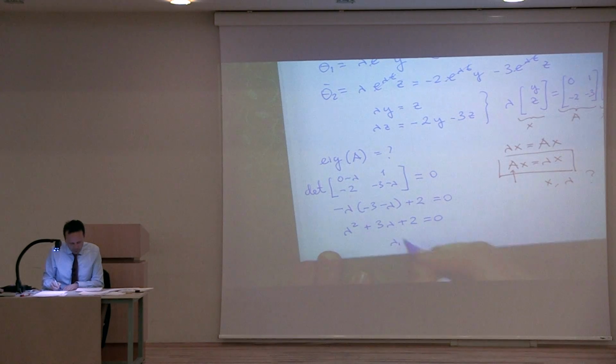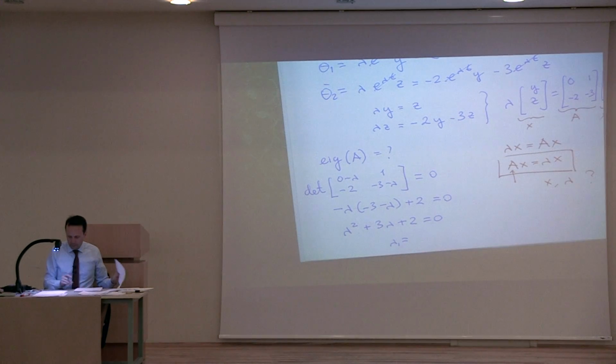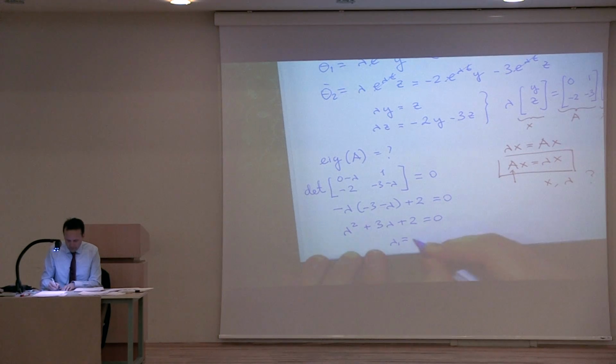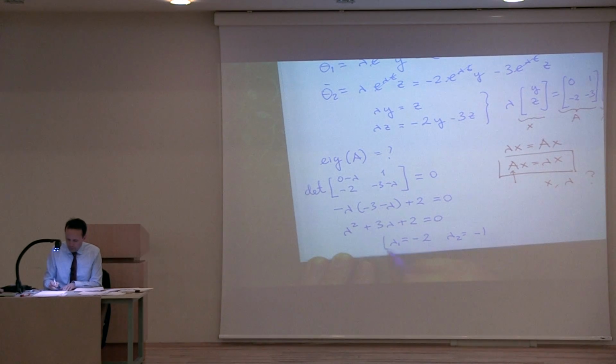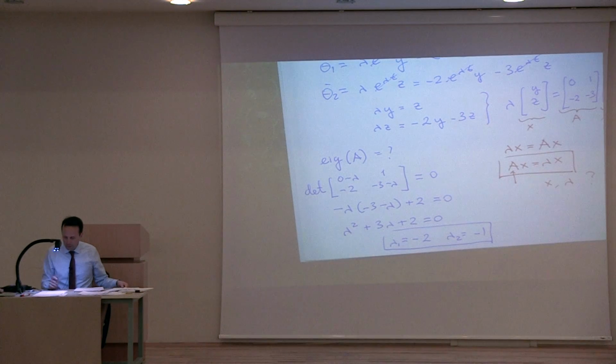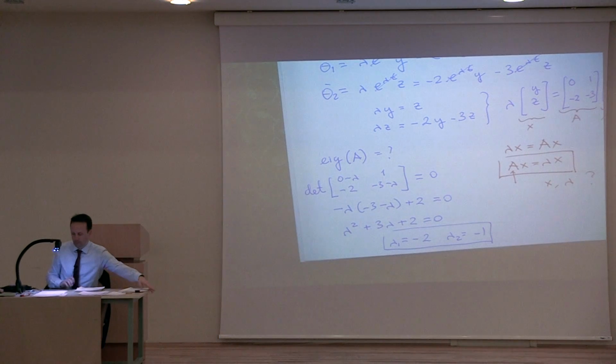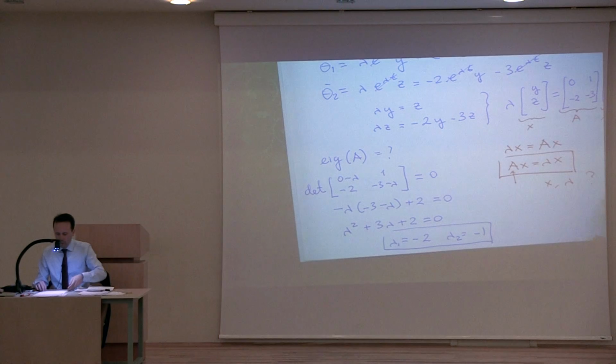So lambda 1 will be equal to, what is it? Minus 2 and minus 1. So, two solutions. I didn't even find one solution before, but I have two solutions now. Okay, so what's next? I need to find x1 and x2. So could you please find x1 and x2?